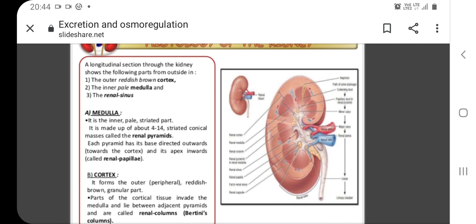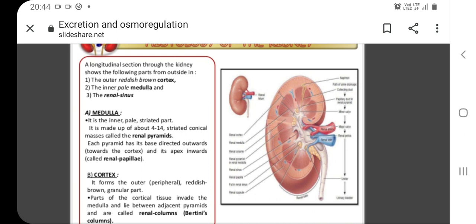First, the medullary region. It is the inner dark pinkish pale striated part. It is made up of about 4 to 14 striated conical masses called the renal pyramids.